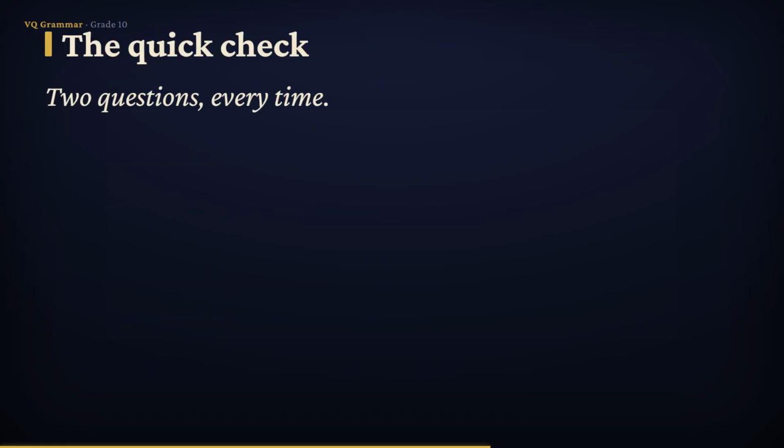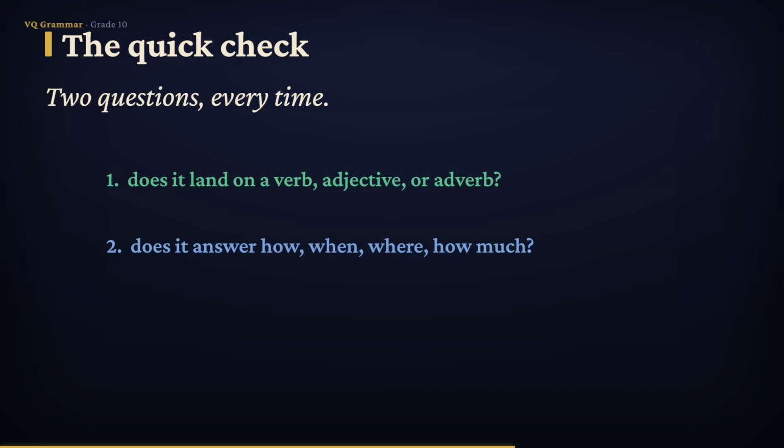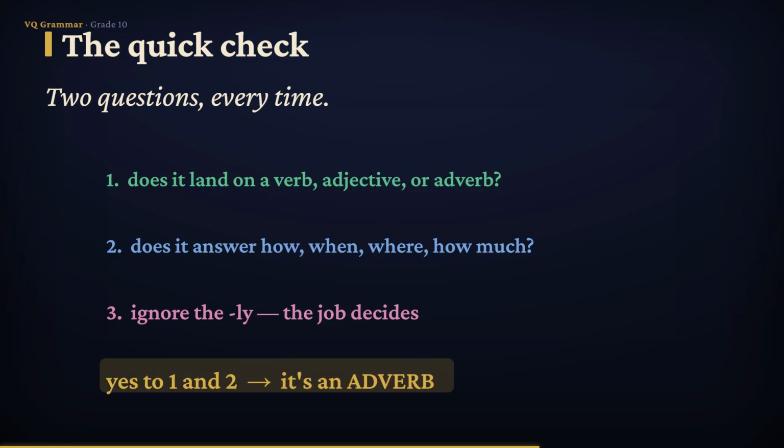Let's turn all of that into a check you can run on any word. Question 1. Does it land on a verb, an adjective, or another adverb? If it lands on a noun instead, stop right there. You've got an adjective. Question 2. Does it answer how, when, where, or to what extent? And a reminder, that covers both steps. Ignore the ly ending. The ending is a hint, never a verdict. The job the word is doing is what decides. If the answer to both questions is yes, then the word is an adverb.